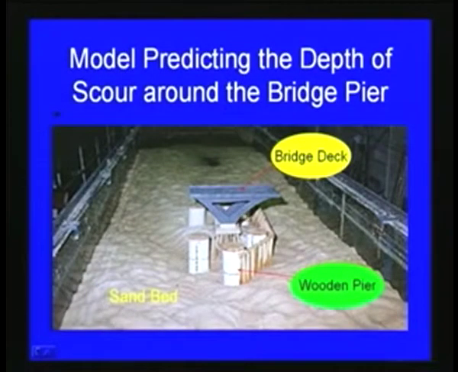Here you can see a bridge pier, and this is the bridge, and then a channel and the sand bed. This modeling is also done based upon the Froude number similarity, and then you can measure the various parameters with respect to the scour effect on the pier. So, this is a model with respect to bridge pier scour.